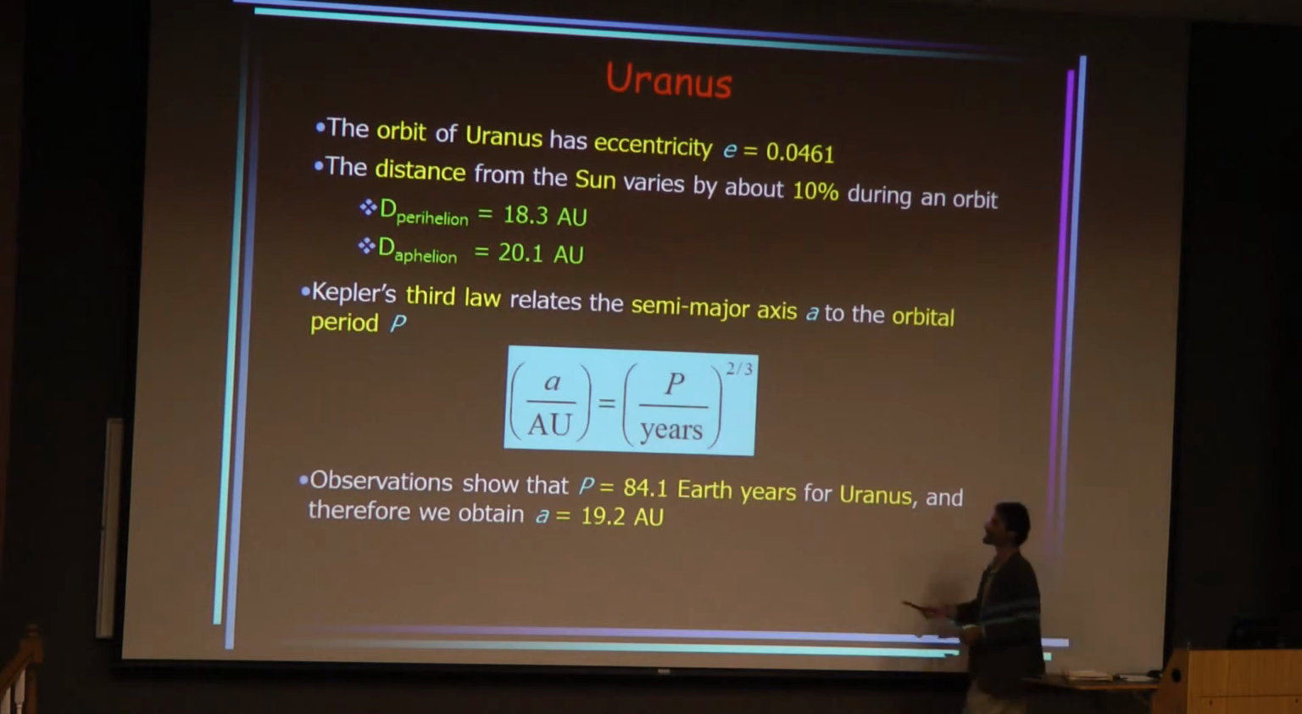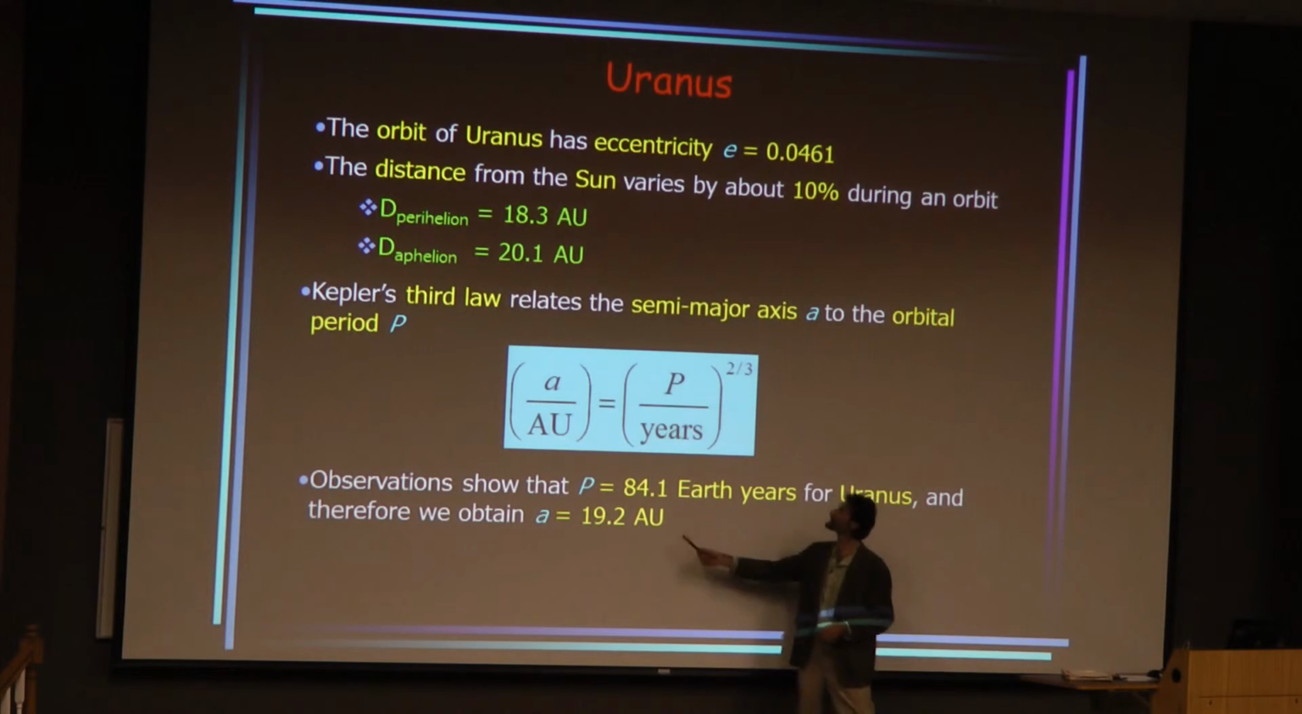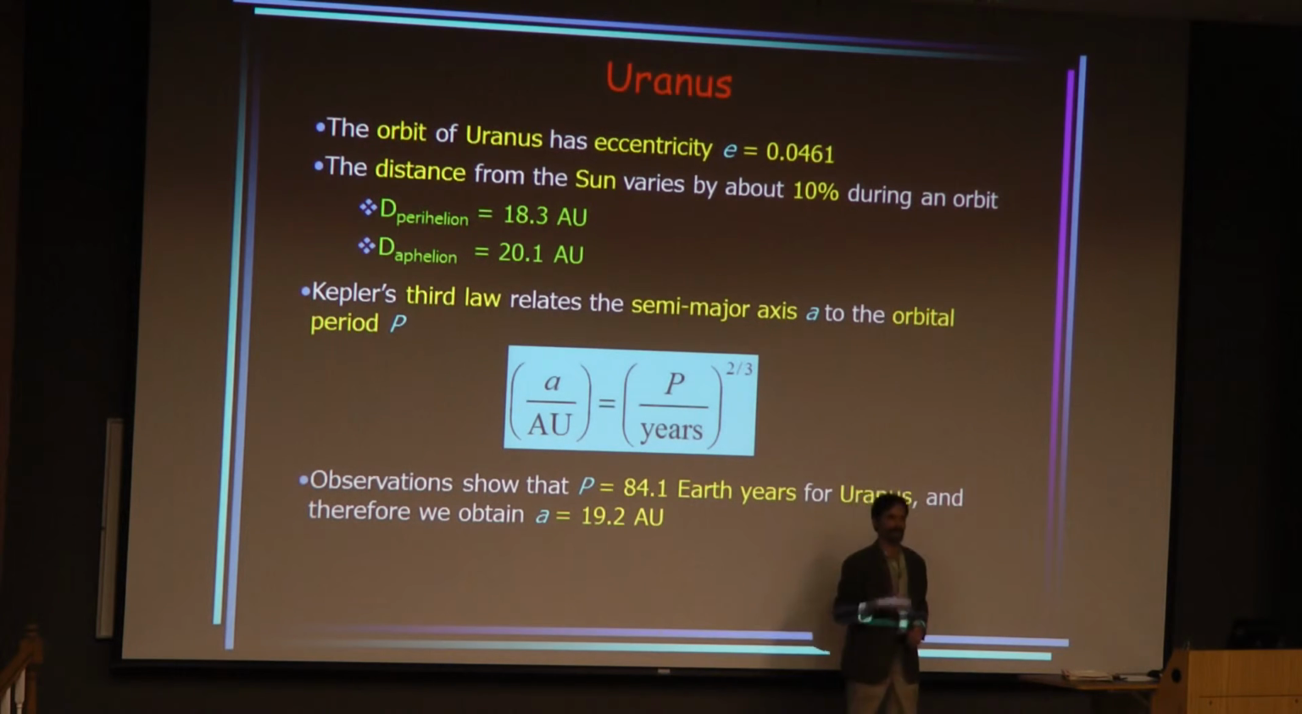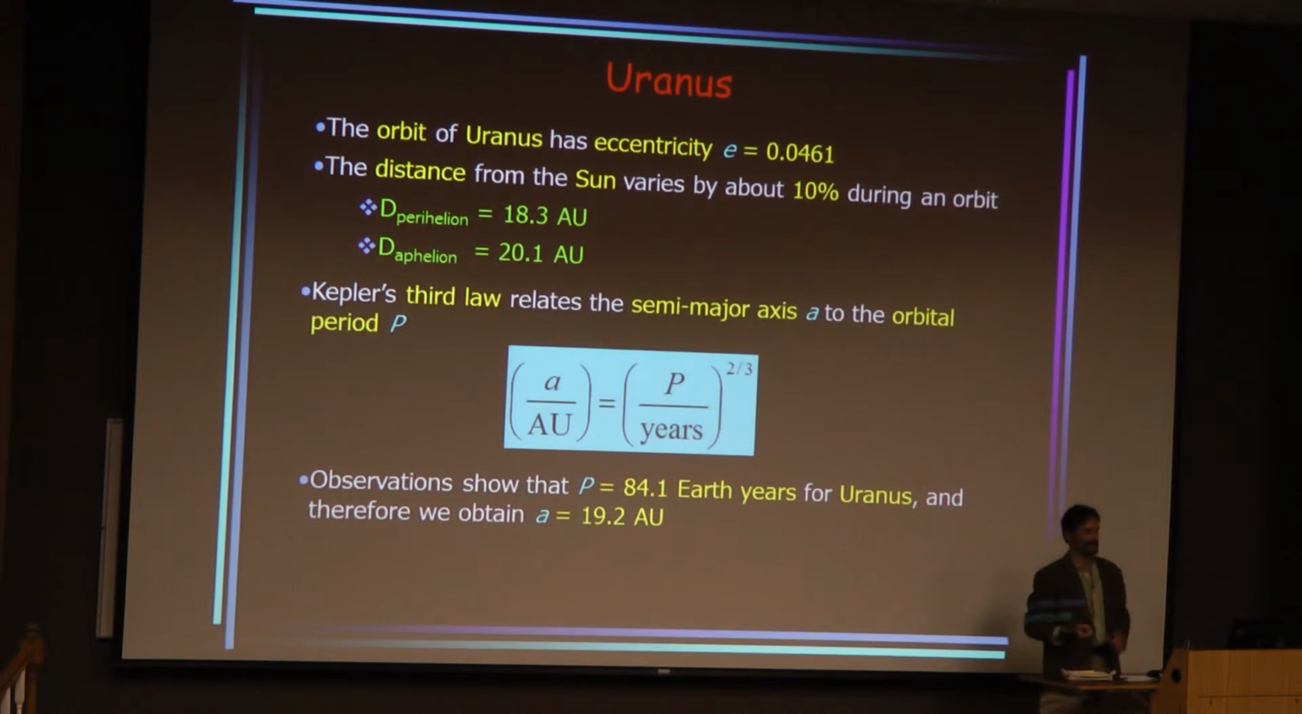Because remember that this semi-major axis is actually just the average of those two numbers up there, so between the perihelion and aphelion distances. But the amazing thing, of course, is the period is 84 years. I mean, it's a once-in-a-lifetime orbit at that distance out from the sun.